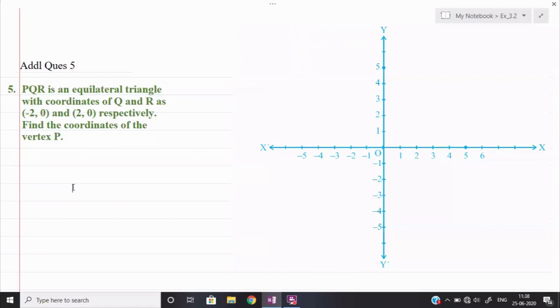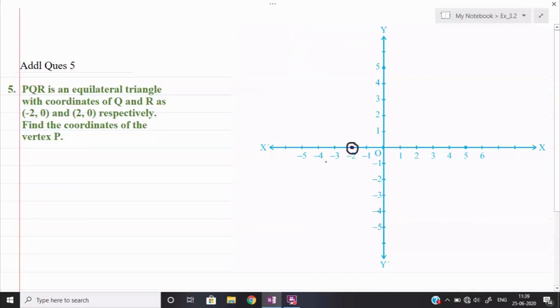Not so simple. We are given that PQR is an equilateral triangle, with the coordinates of Q and R given. Q is given here as minus 2 comma 0. So first of all we shall mark the point Q as minus 2 comma 0. Minus 2 means I will first reach minus 2 on the x-axis. Then the y coordinate is given as 0, which means we need not go upward or downward. This is only the position of minus 2 comma 0.